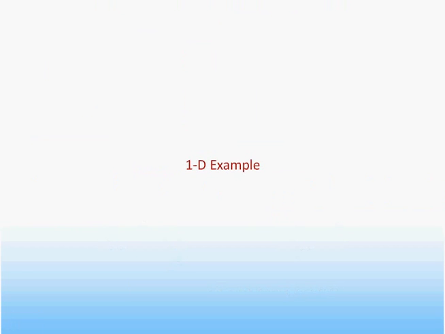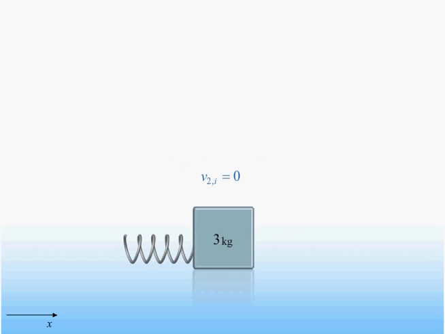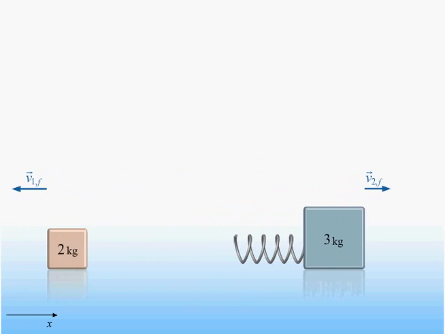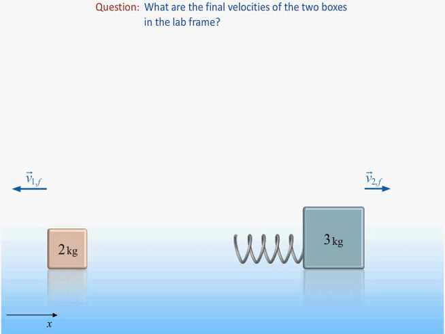We will now work out a one-dimensional example that demonstrates the use of the center of mass frame in elastic collisions. Here we see a 2-kilogram box sliding with a velocity of 5 meters per second in the plus x direction on a horizontal frictionless surface toward a 3-kilogram box, which is initially at rest. The boxes collide elastically. Our job is to determine the final velocities of both boxes in this reference frame, which we will call the lab frame.